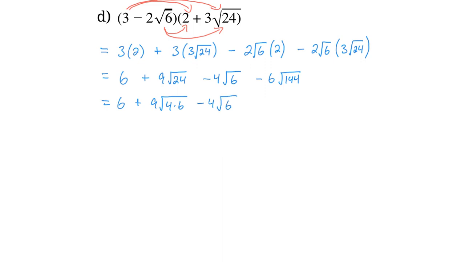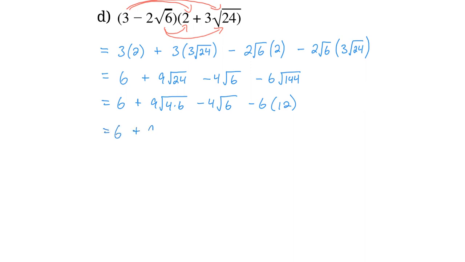And this root 6 times root 144, well, the square root of 144 is actually just 12. So this is really just negative 6 times 12. Okay, so let's keep working with this. We can't do anything with that 6 yet, so we're going to keep it.